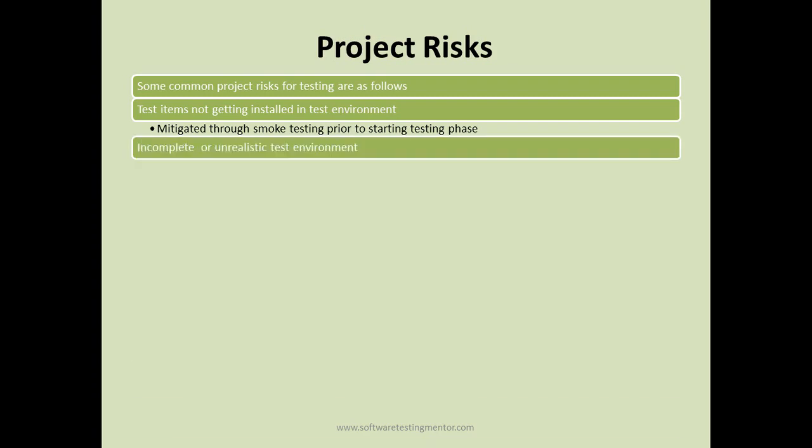Then incomplete or unrealistic test environment. If the test environment is unrealistic, is set up incorrectly or incomplete, that is another project risk, because the test results that you will get will not be correct, and you cannot even proceed if the test environment is incomplete. You cannot proceed with the testing, which will delay the project schedule again. So that's another project risk. This can lead to misleading test results.